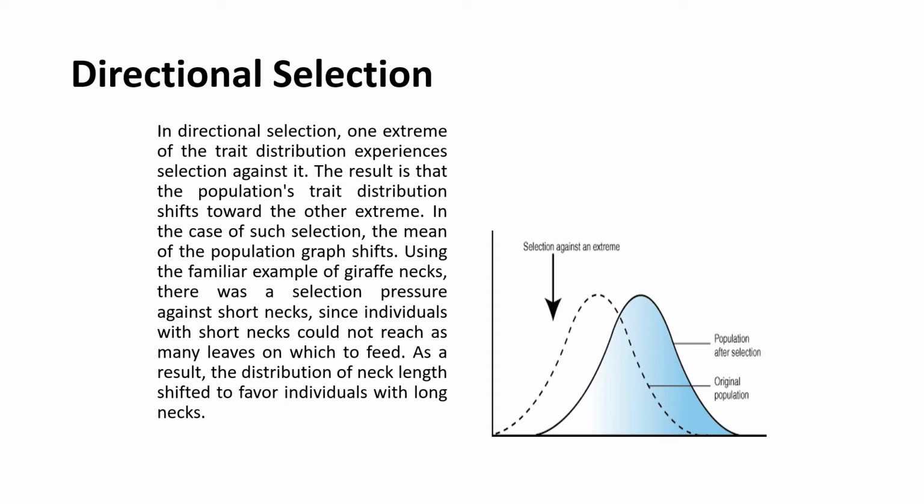That means in a direction, not the short or the medium, but always the longer necks will be promoted by the environment. So this is taking place in a particular direction. So the curve will always shift towards the right hand side.